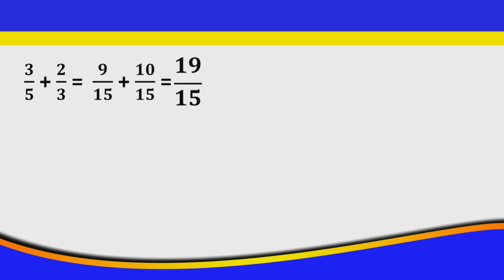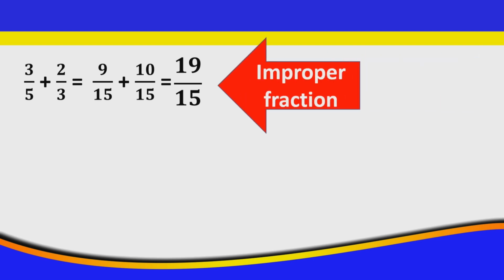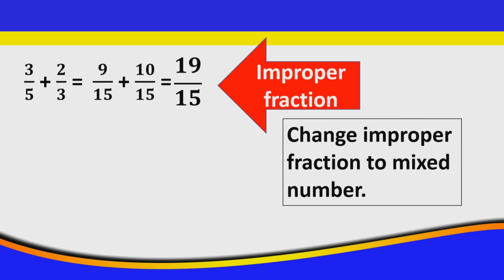Now, I want you to look at the sum. The sum is 19 over 15. What kind of fraction is that? Yes, that is an improper fraction. If the sum is an improper fraction, you have to change the improper fraction to a mixed number. How? Take a look at this. We divide the numerator 19 by the denominator 15. So 19 divided by 15 is 1. Then we multiply 1 by 15, you have 15. Now subtract it. 19 minus 15 is equal to 4.